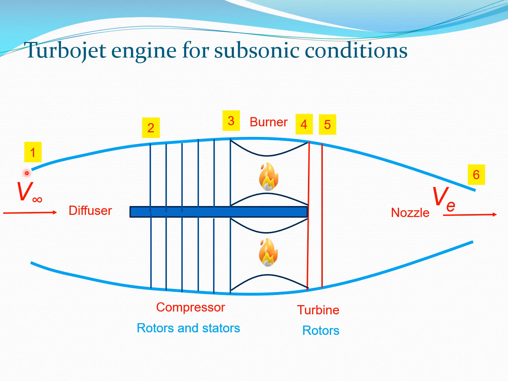So we use 1 here at the inlet, we use 2 to 3 the compressor region, we use 3 to 4 as the burner region, 4 to 5 as the turbine region, and 5 to 6 as the nozzle region. Of course, the velocity at the input is V infinity and at the exit is VE.